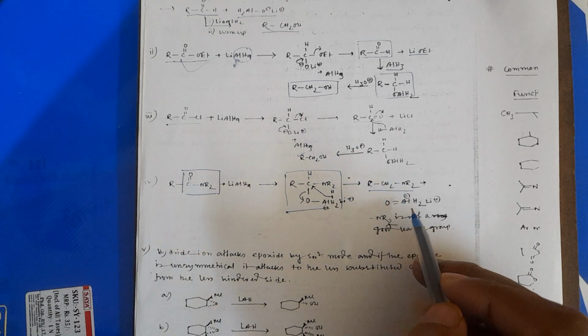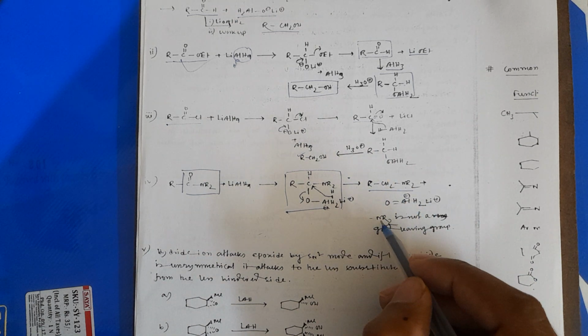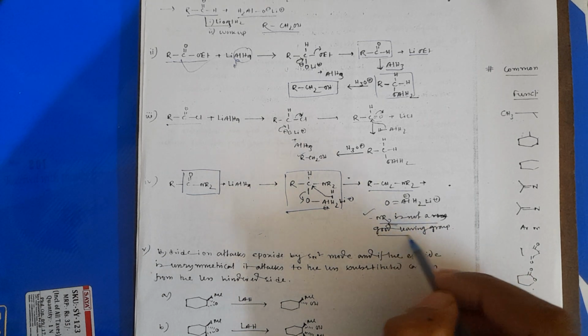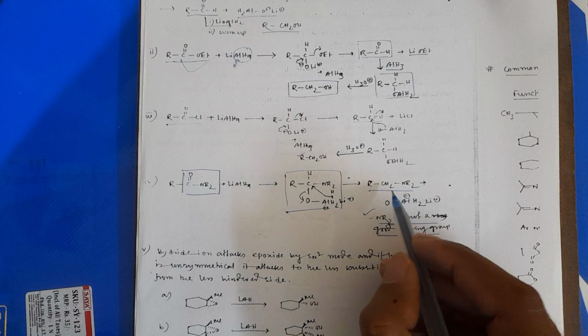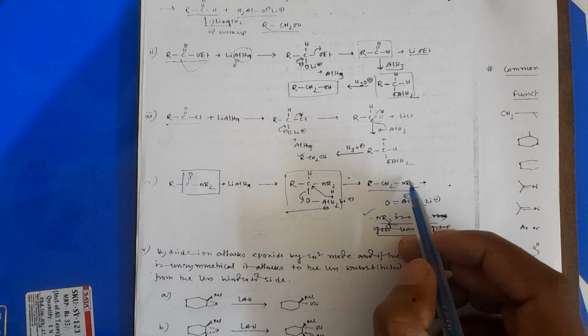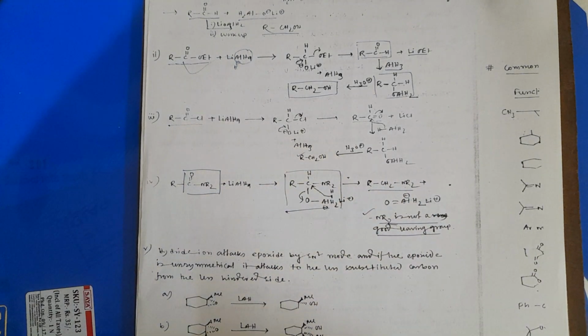So therefore, why are we not getting the alcohol product here? Because you can see that the substituted amine group is not at all a good leaving group. That is why we are getting the substituted amine product.